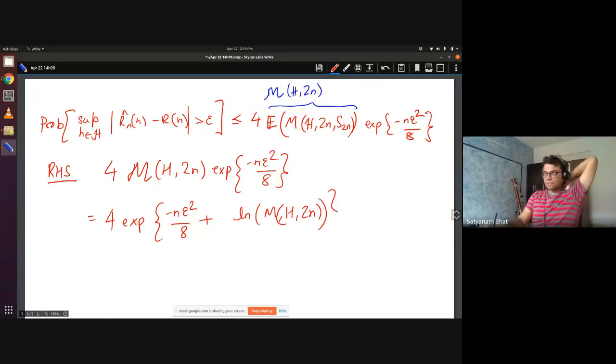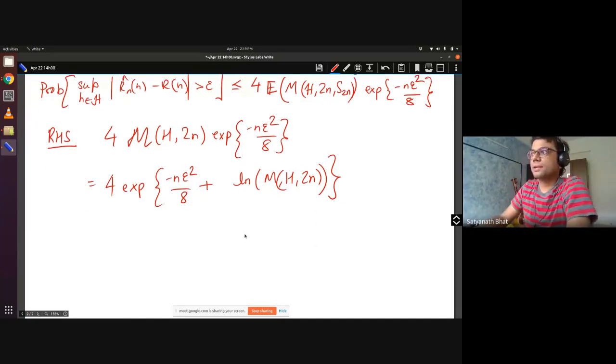So this is the thing that we will do first. Is that okay? So now we will also do one another thing. What we have done is pushed this M_H of 2n, this whole function capital M, into the exponent, and we have written it as a log.